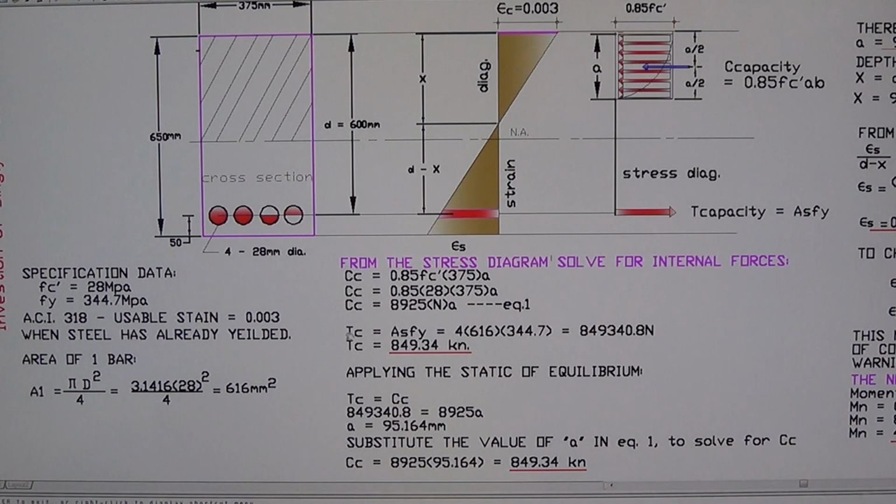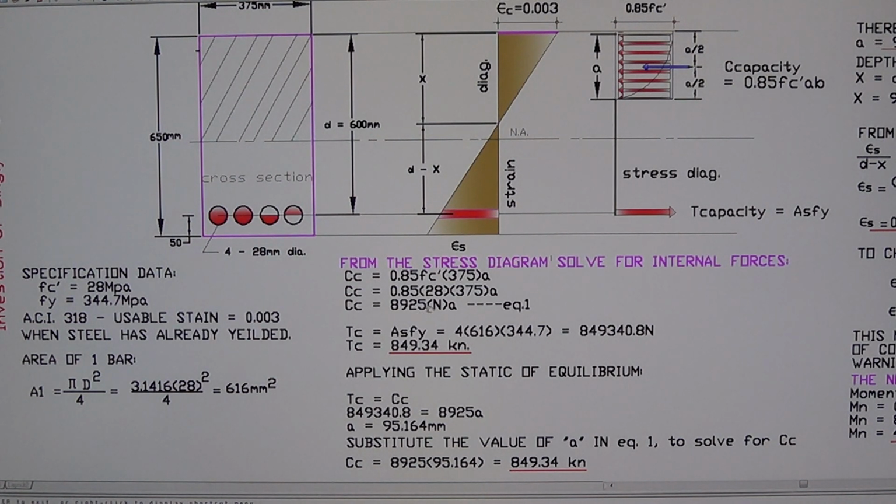Now the tension capacity of the beam is the total area multiplied by the strength of the steel. So it's 4 times 616 times 344.7. It is equal to 849,340.8 Newton. Since we're looking for the force, we change it to kilonewton. Divide this by 1,000, and you get 849.34 kilonewton. So that's the tension strength of this cross-section of the beam.